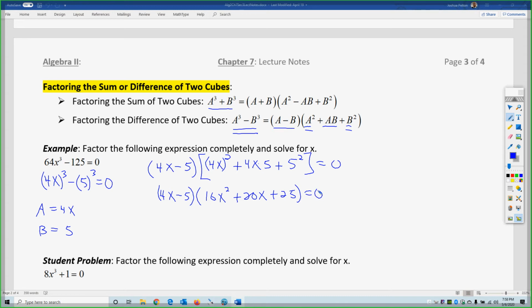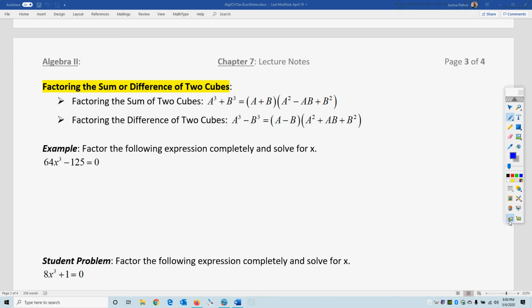And you could solve each piece individually. The 4x minus 5 will give you a rational answer, and the trinomial 16x squared plus 20x plus 25 will need to be done with the quadratic formula, and that will give you two imaginary solutions. Okay, but that's all we need for what we're going to be doing next. All right, pause the video, try the student problem.